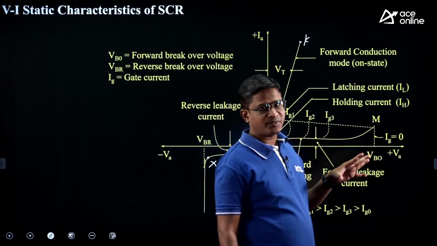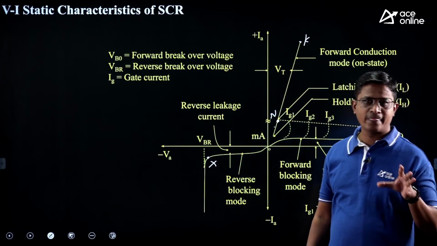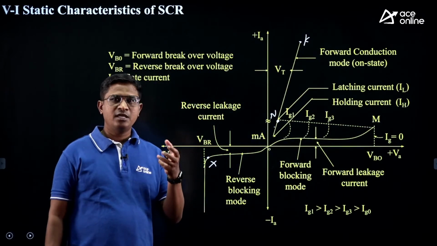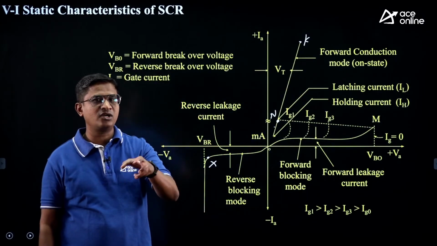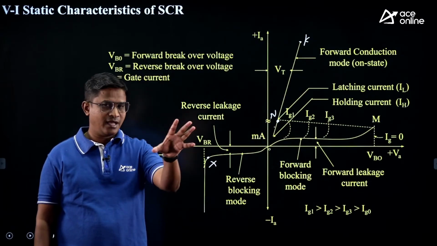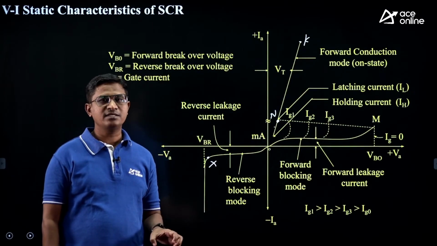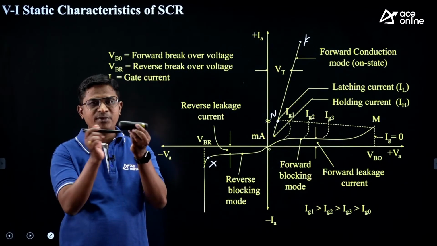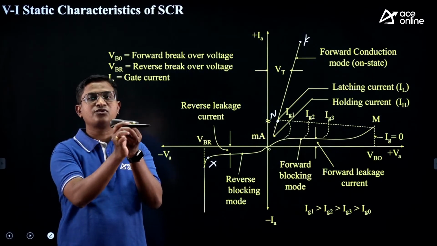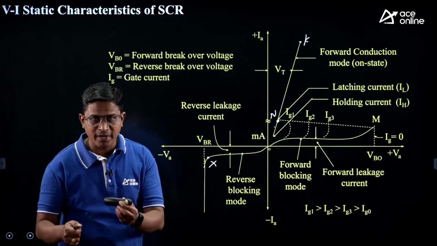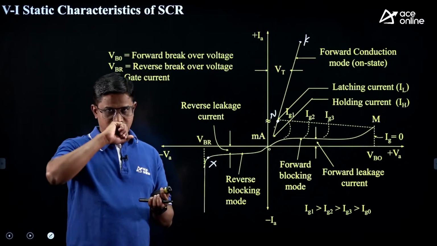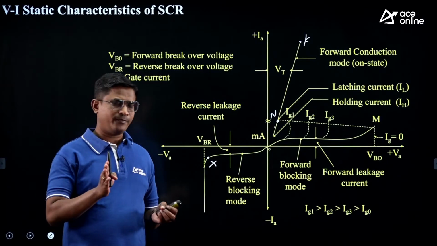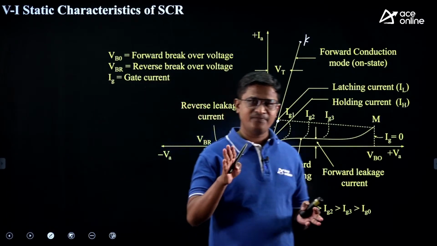Latching current means what? It is the minimum anode current required to maintain the SCR in the on state immediately after the SCR is turned on using the gate signal and the gate signal has been removed. That means at the instant of removal of the gate signal, whatever minimum value of current should flow through the SCR to maintain it in the on state is nothing but the latching current, right? We know the SCR is a semi-controlled device, right?